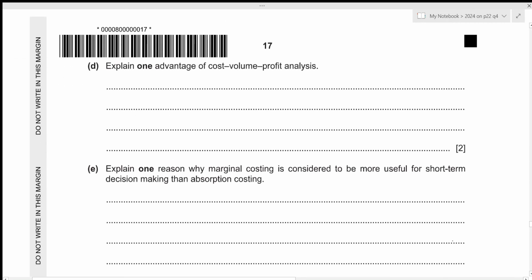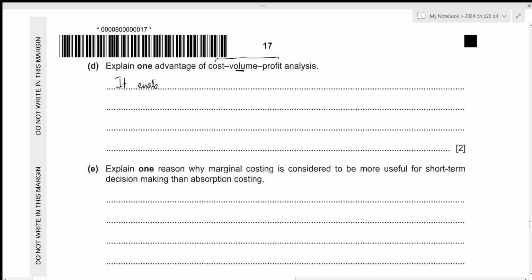We now need to explain one advantage of cost volume profit analysis. So cost volume profit analysis is very simple. We just change one of these three factors and figure out its impact on the remaining two factors. That is what cost volume profit analysis is. So the very first advantage would be that it will enable a business to know the amount of profit generated at different levels of outputs if we change the volume, and therefore how much to produce and sell in order to prevent a loss. Let's write it down.